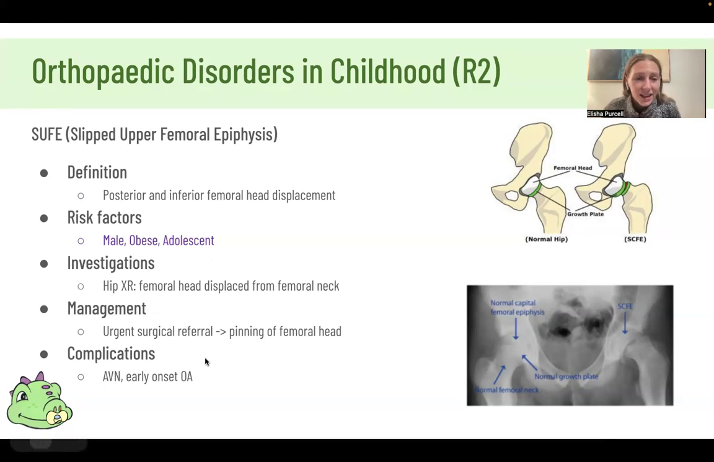In terms of investigations, CT, X-ray, management, urgent surgical referral, and there are some complications as well. I think the main thing is just being able to identify it on presentation though.